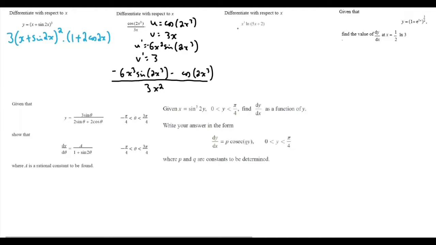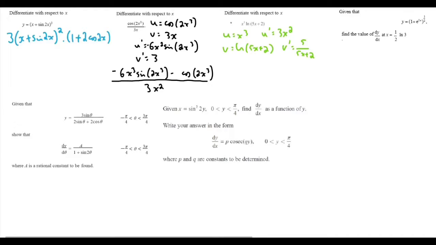Thirdly, differentiate x cubed ln(5x plus 2). These are multiplied, so this will be the product rule. Once again, we'll identify our u and our v. The u is going to be x cubed, and the v is going to be ln(5x plus 2). So u dash will be 3x squared, and v dash is going to be 5 over 5x plus 2.